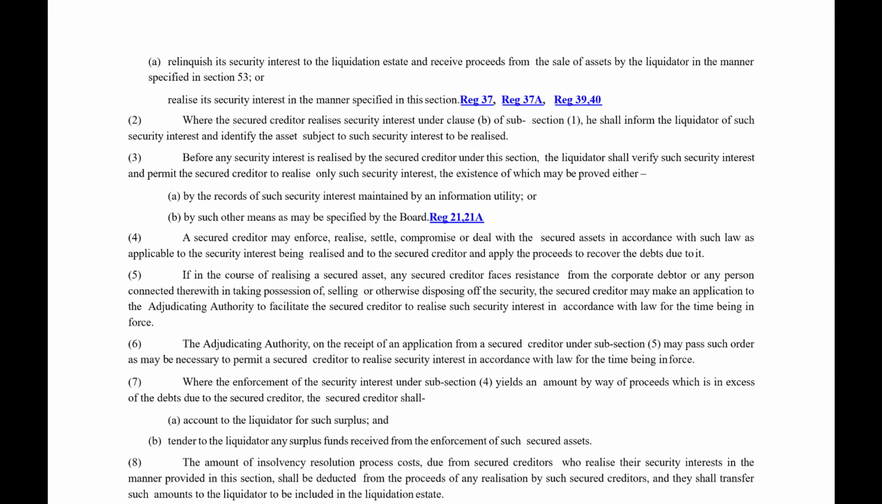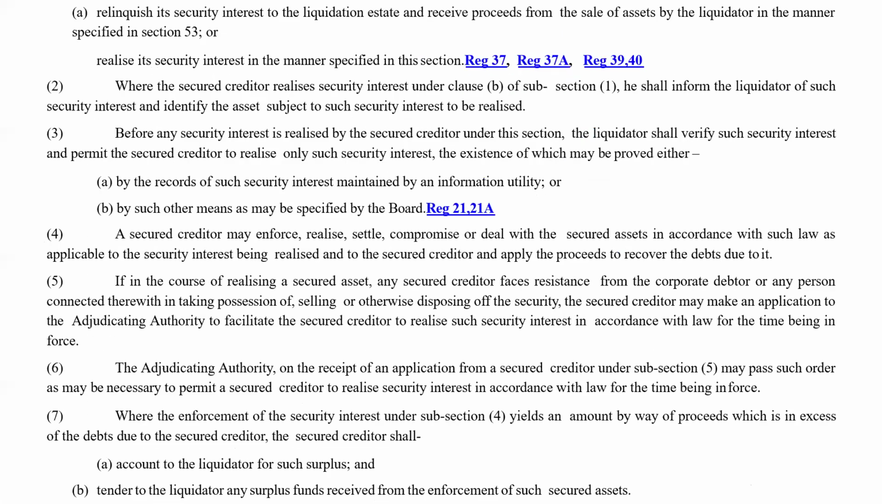And the secured creditor can enforce, realize, settle, compromise, or deal with the asset in any way he likes. Suppose there is any resistance, either from the management or from the workers. Then what will be the option available to him? He will go to the adjudicating authority. So he will file an application with the adjudicating authority under section 52, subsection 5.